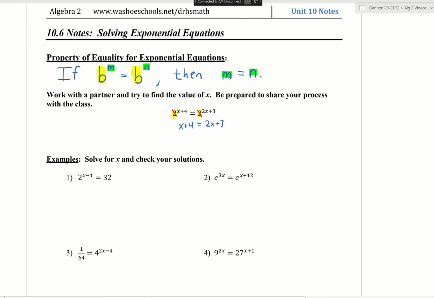So we want to move the variables to one side. I like to keep the x's positive, so I'm going to subtract x on both sides, which is going to give me 4 equals x plus 3, because 2x minus x is x. And then we're going to go ahead and subtract 3 on both sides, x equals 1. And that right there is how you can solve an exponential equation if they have the same base. Now, you will notice throughout the notes that you're going to run into some problems where the bases are not the same. So your job initially is going to be to find a way to rewrite them using the same base.